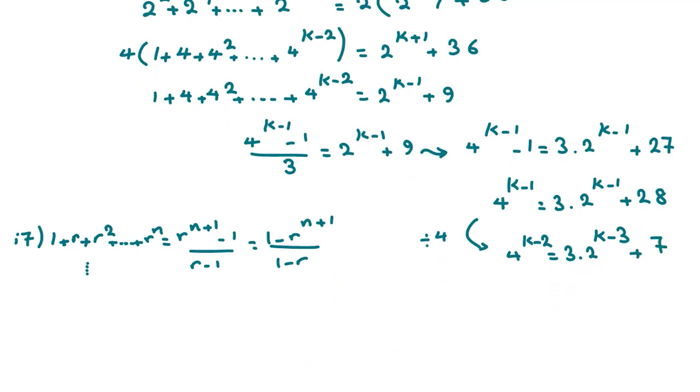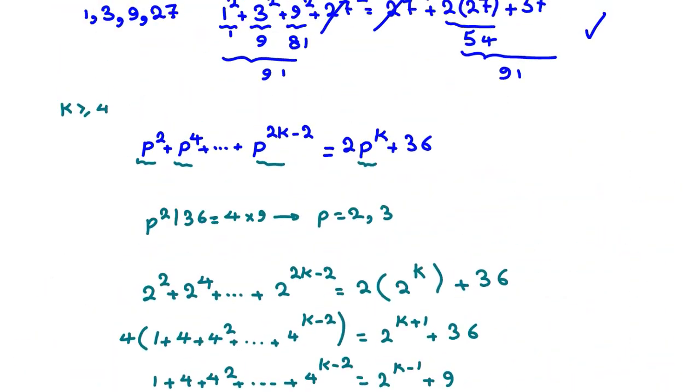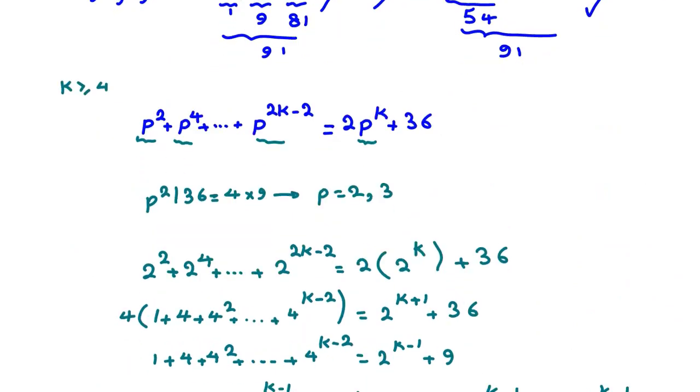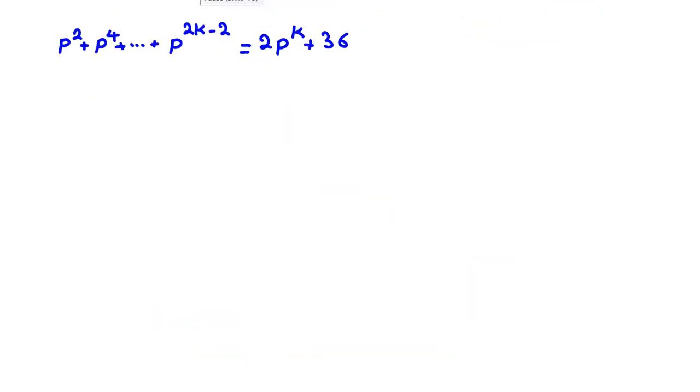Now this number, because k is at least 4, is even, but this number is odd. Even plus odd is odd, so that's a contradiction. So for 2, we've reached a contradiction. We've considered p equals 2. Let's consider p equals 3.